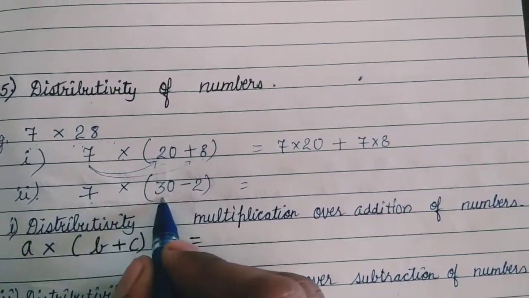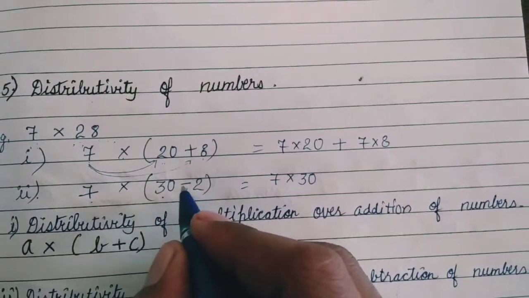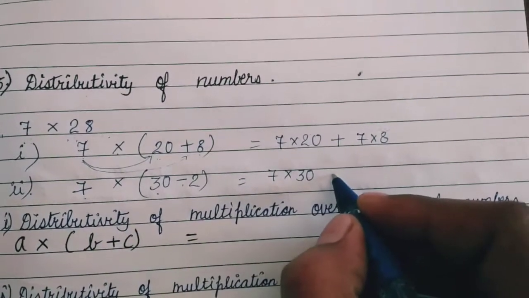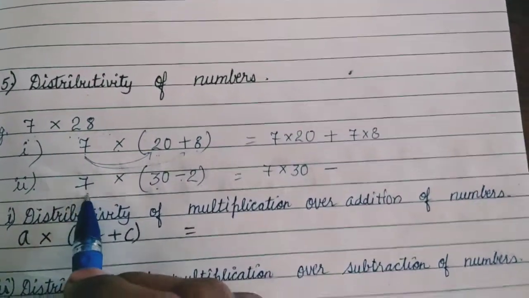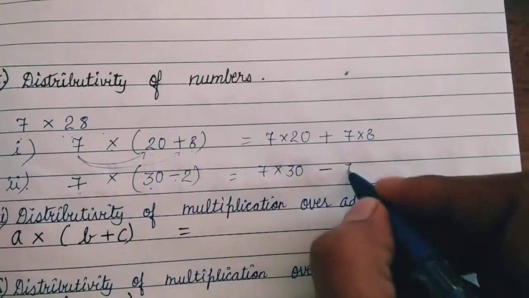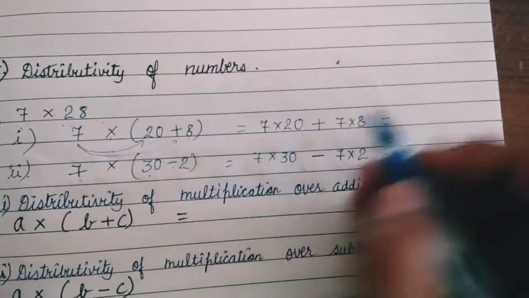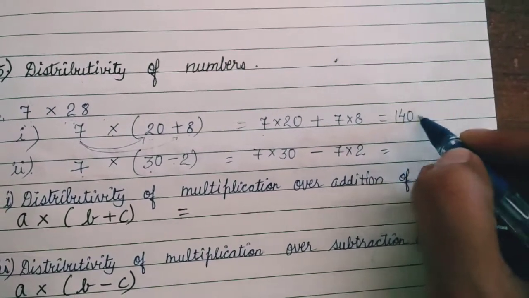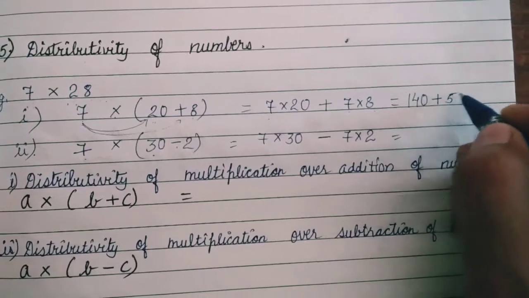The same we will do here. Firstly 7 will multiply by 30. So 7 into 30. Inside the bracket the subtraction symbol is here, that's why subtraction will be going on. Then 7 will multiply by 2. So 7 into 2. Now 7 into 20 is 140 plus, and 7 8s are 56.